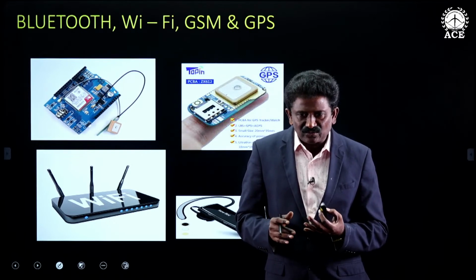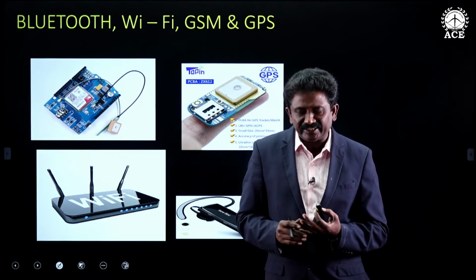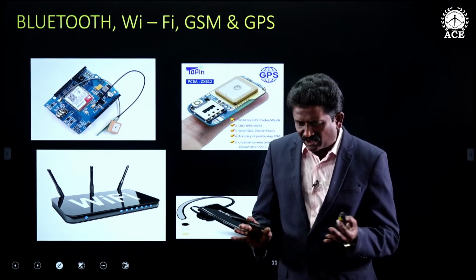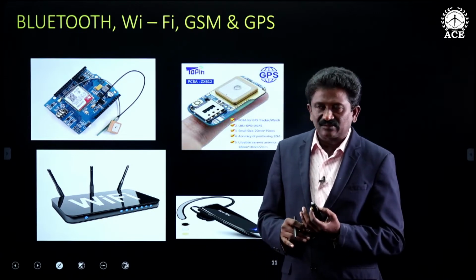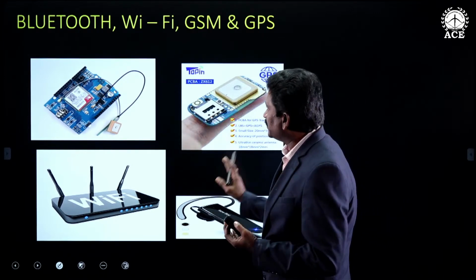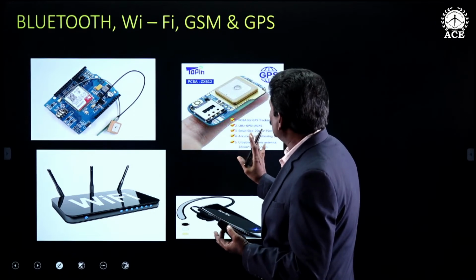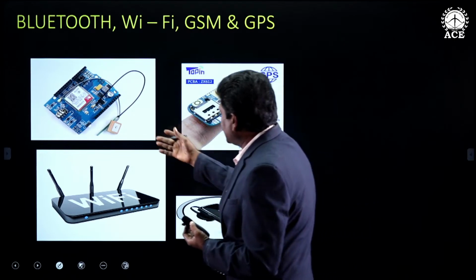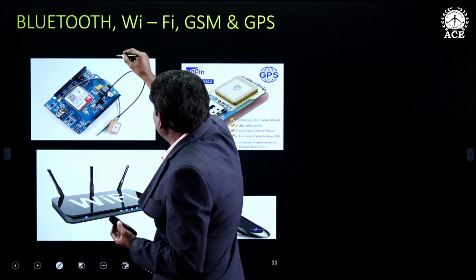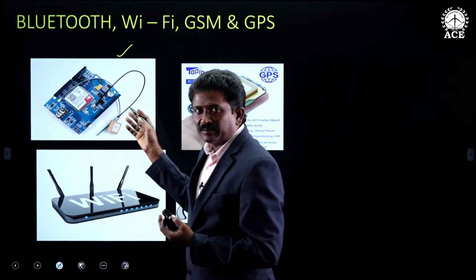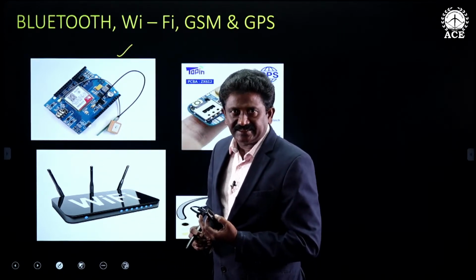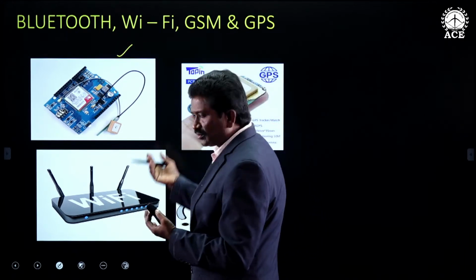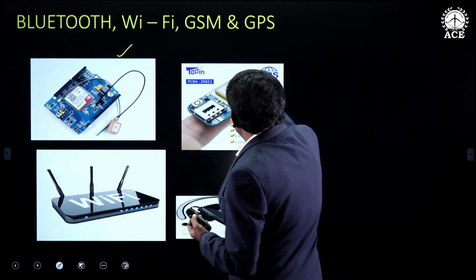That means now with the help of some devices we are able to connect system and cloud. So now this combination you can say IoT devices. See here, these are examples of some Bluetooth, Wi-Fi, GSM and GPS devices. So first one is this GSM device. Using this type of device you can send messages to cloud, to system also.